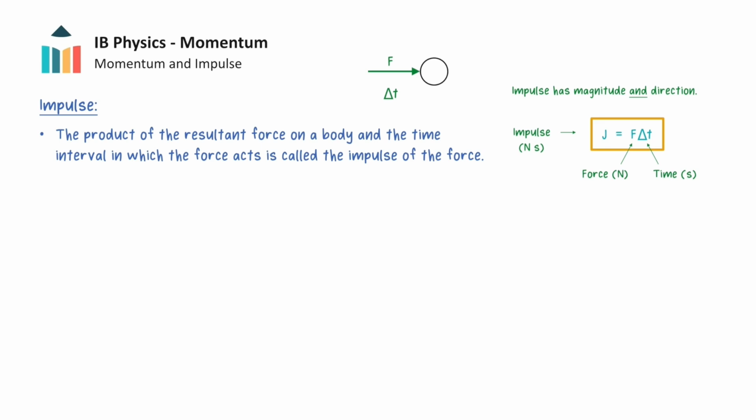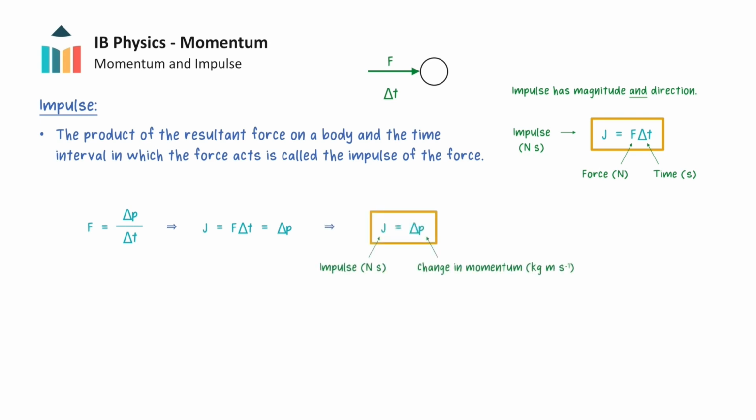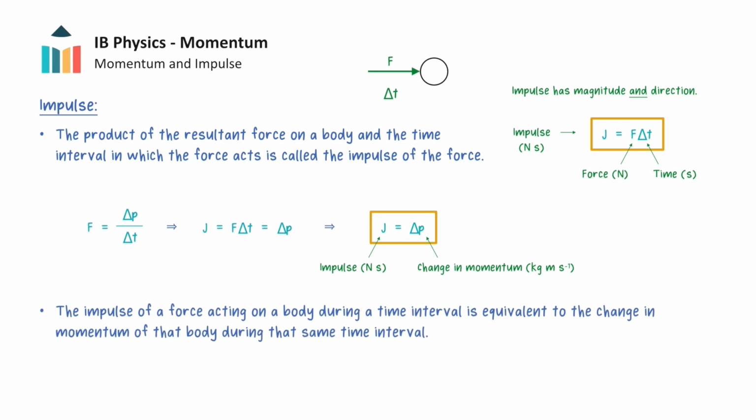To see the importance of impulse, let's revisit the momentum version of Newton's second law. Multiplying this equation by the time interval delta t gives the following result. But notice how this product F delta t is what we have just defined to be impulse. Therefore, this shows that the impulse of a force acting on a body is equivalent to the change in momentum of that body. From this result, the units of impulse are the same as momentum, so Newton seconds can be interchanged with kilogram-meters per second.